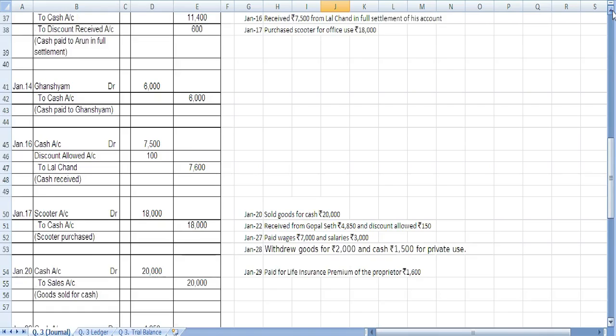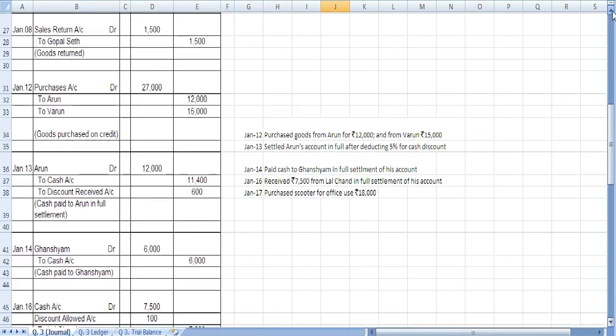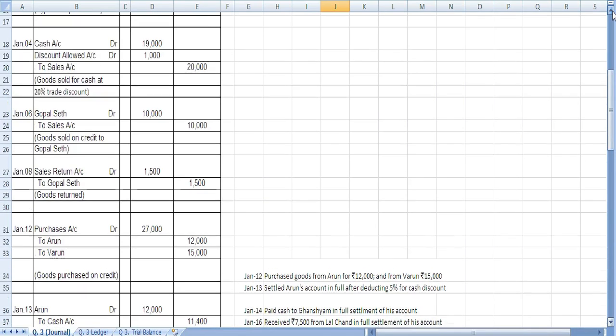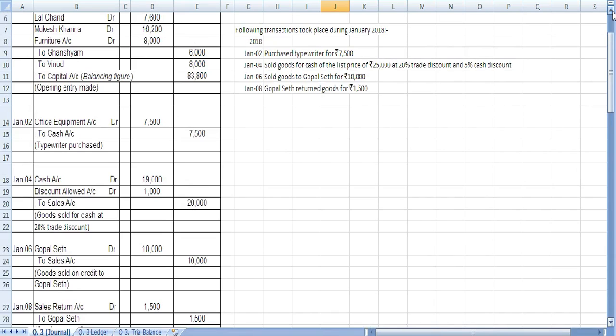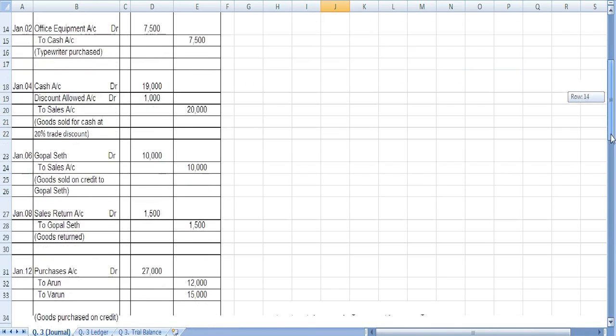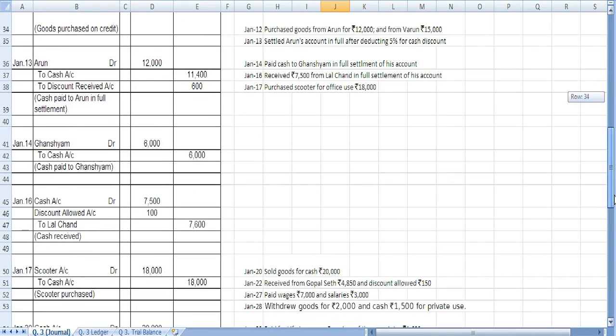Okay, now how Gopal Seth has become a giver, let us see here. If you come up here, we'll find out that we had sold some goods to Gopal Seth. Now we are not settling the full 10,000, we are settling only 5,000. 4,850 cash we are receiving, and 150 is the discount allowed.